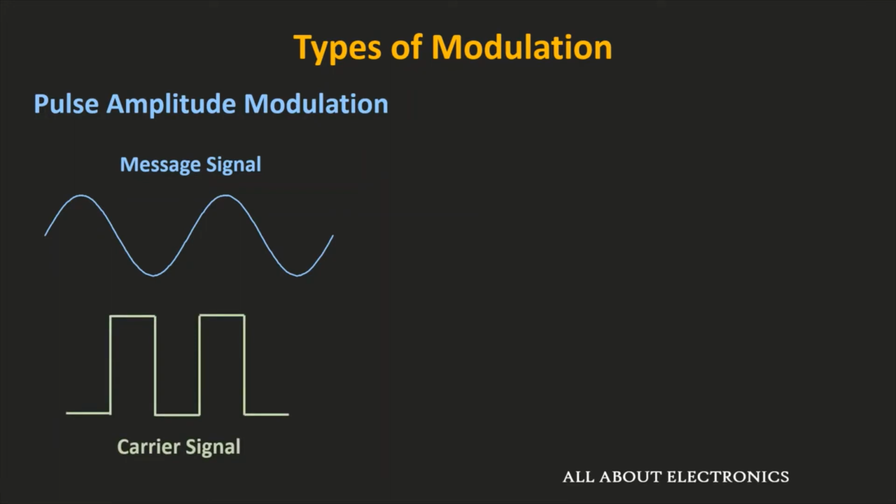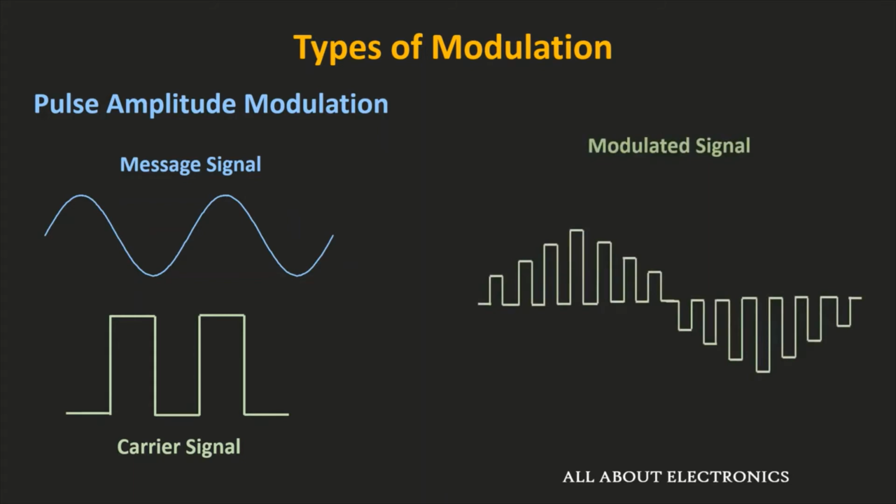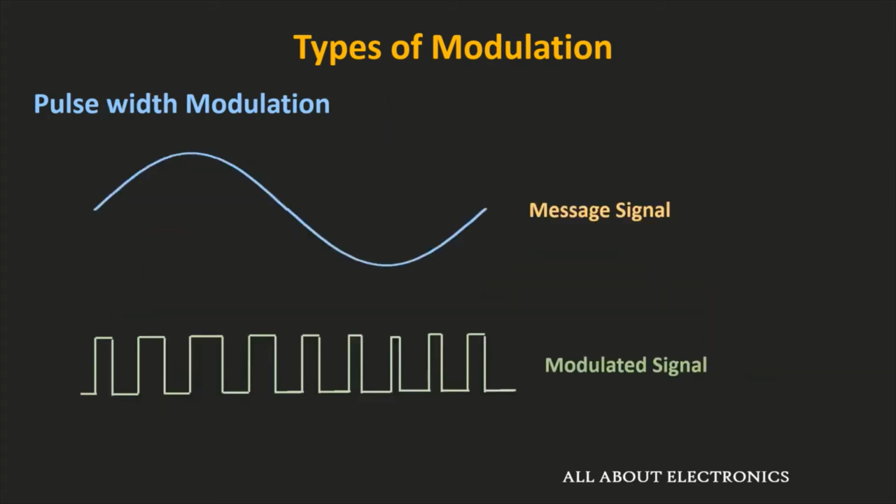So in case of the pulse amplitude modulation, the width or the duration of the pulse will remain same, but the height or the amplitude of the pulse signal will change according to the message signal. Similarly, in case of the pulse width modulation, the height or the amplitude of the pulse will remain same, but the width of the pulse will change according to the message signal. So here, the message signal amplitude is sampled at the rising edge of each pulse, and the width of the modulated signal is proportional to the sampled amplitude. And in fact, on the pulse width modulation, I have already made a separate video earlier. So for more information, you can check that video.